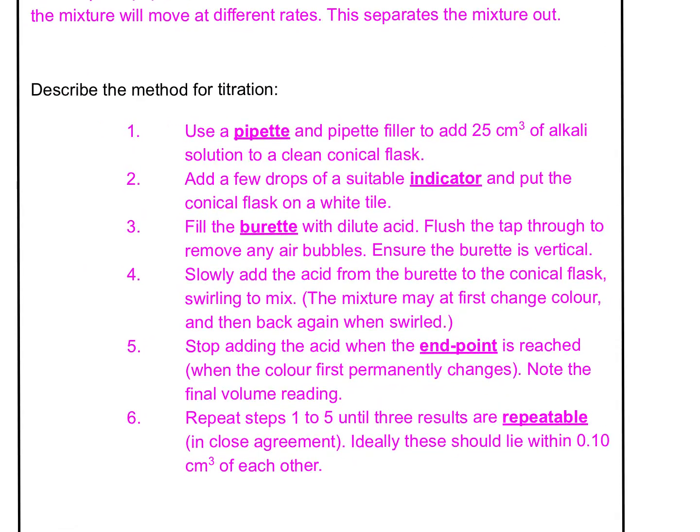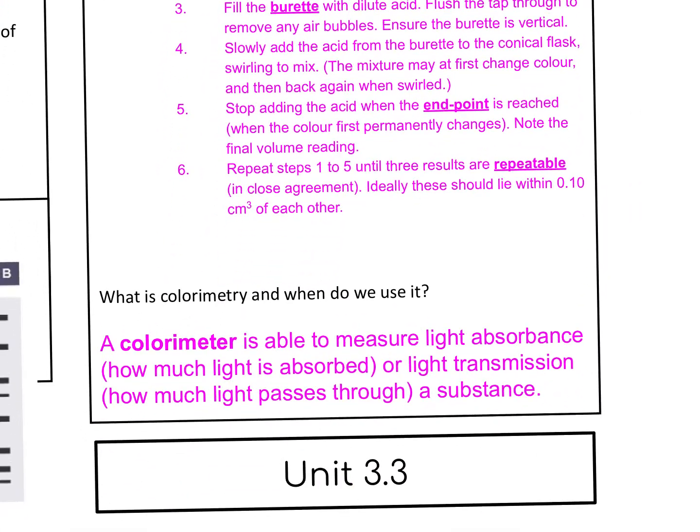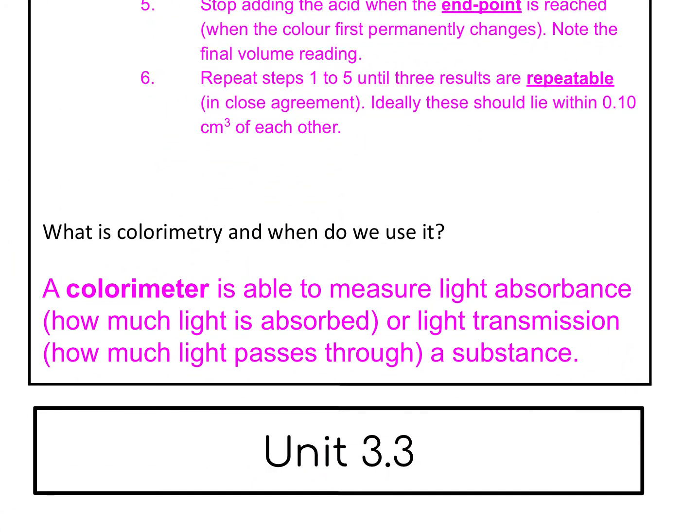Really long method then for titration. There are other videos to watch on titration, so I'm just going to leave that, pause it, so you make sure that you've got your method for titration in. And then what is colorimetry? Colorimetry is able to measure light absorption, how much light is absorbed, or light transmission, how much light passes through a substance.